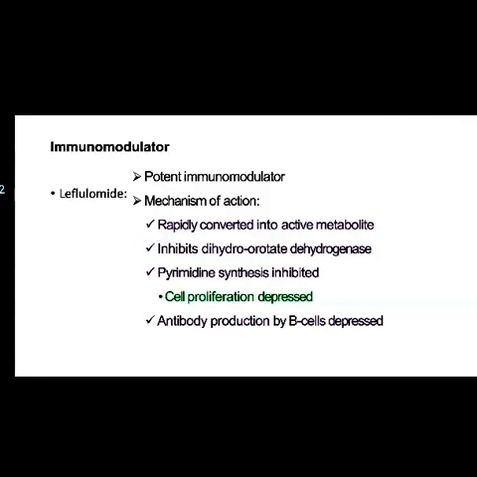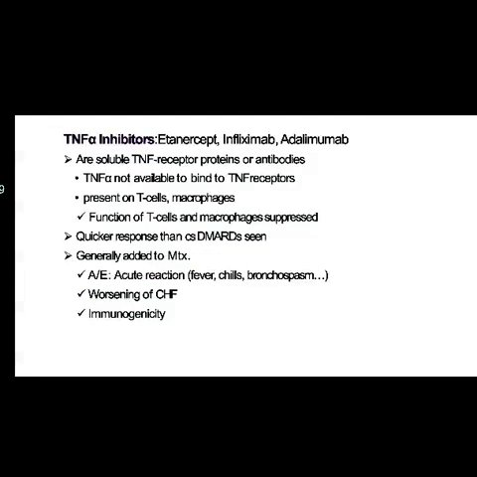Then comes the immunomodulators. Leflunomide is a potent immunomodulator, rapidly converted into an active metabolite. This inhibits dihydroorotate dehydrogenase. Pyrimidine synthesis is also inhibited. So finally, cell proliferation will be reduced, and antibody production will also be reduced by suppressing these beta cells or B cells.